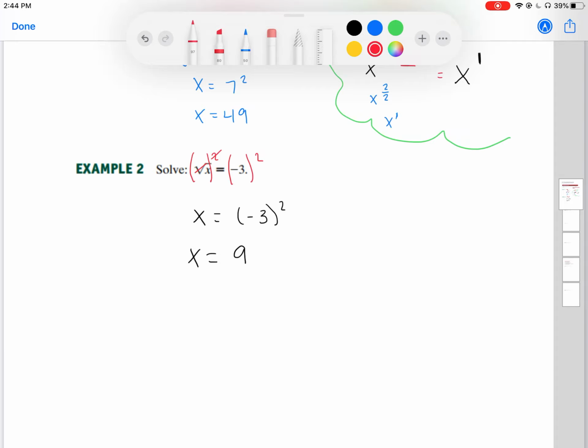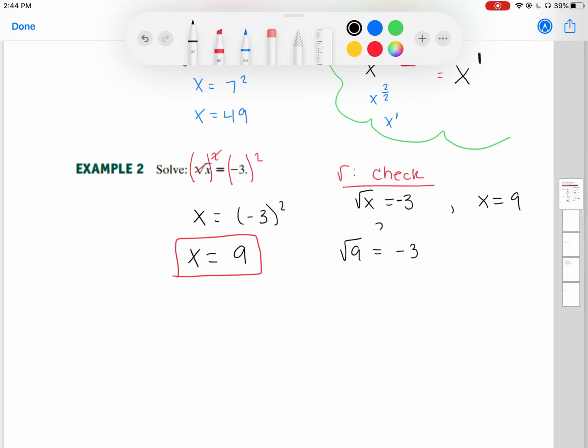And when we're working with square roots, you have to remember to always check your work, because there will be times when you get solutions that are false. Now, this is our answer, 9. Let's go ahead and check it. Our equation is the square root of x is equal to negative 3, and we found that our answer is 9. The square root of 9, does that equal negative 3? No, right? The square root of 9 is 3, which is not negative 3. So it's not true.